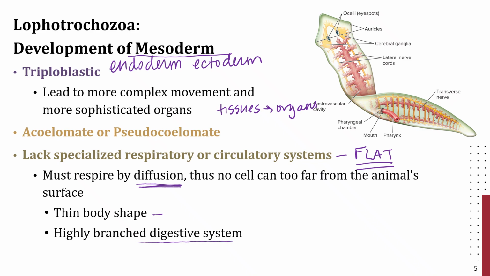Now, what this means is that all of those branches of the digestive system are going to allow the nutrients and whatnot to get to different areas of the body. So if we have a digestive system that extends through other regions, we don't have to have a circulatory system that's going to move those nutrients around. So all of that branching is going to get those nutrients to more places.